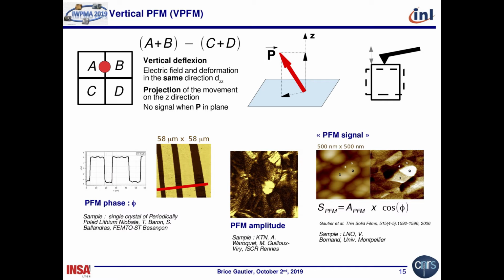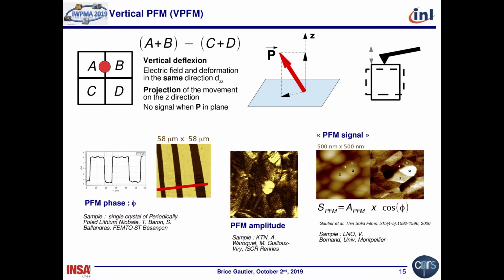If you analyze this part of the photodiode, then what you measure is related to the projection of the polarization on the axis perpendicular to the sample surface. You measure only that component, and if you do that, you're measuring the motion of the surface in this direction, and you have three ways to draw the data. The first way is to map only the phase.